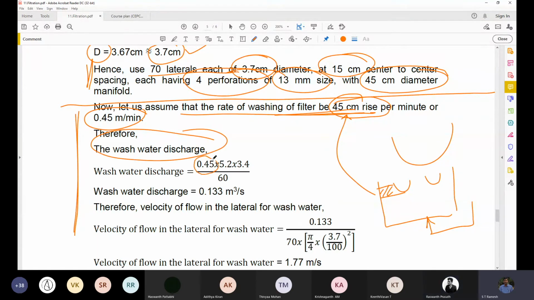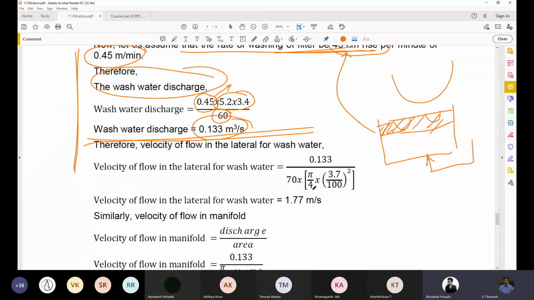This is 0.45 meter, so this volume I am going to calculate: 0.45 meter height or rise multiplied by the area of the filter, 5.2 by 3.4 meter, divided by 60. Thereby the wash water discharge is equal to 0.133 meter cube per second. Is it okay? Yes, sir.